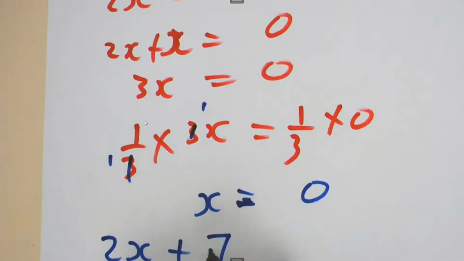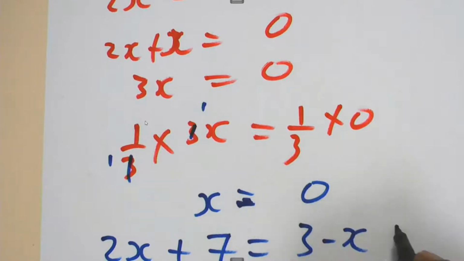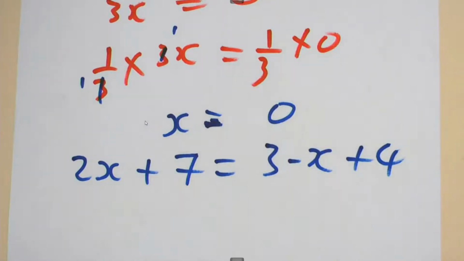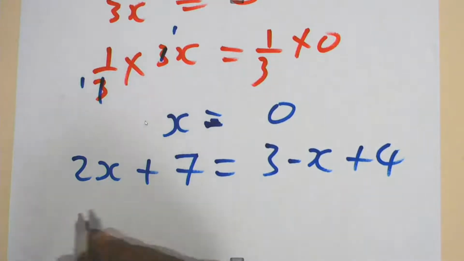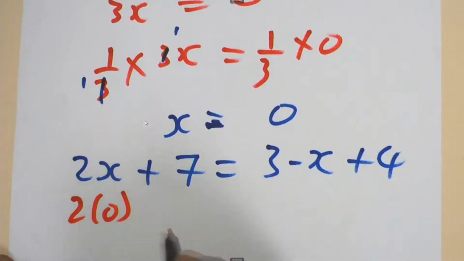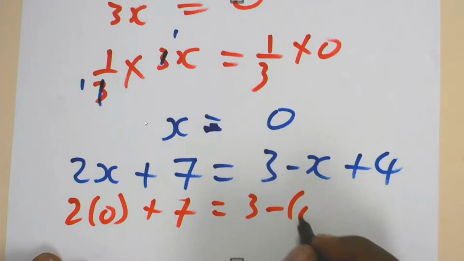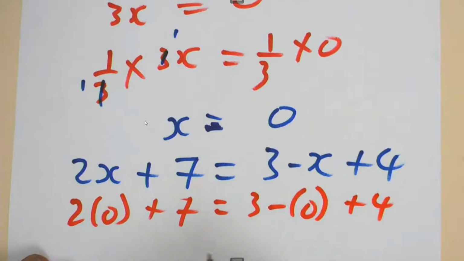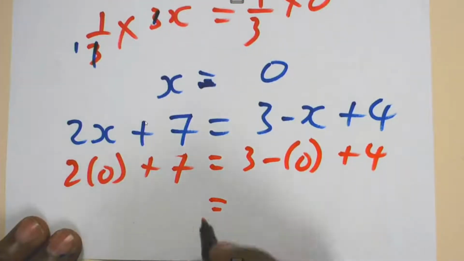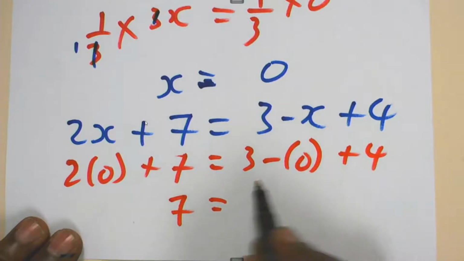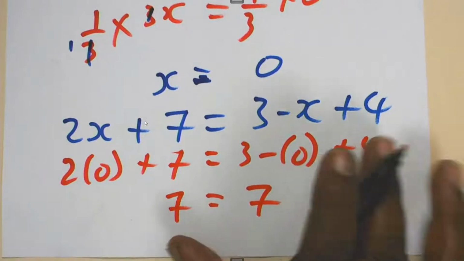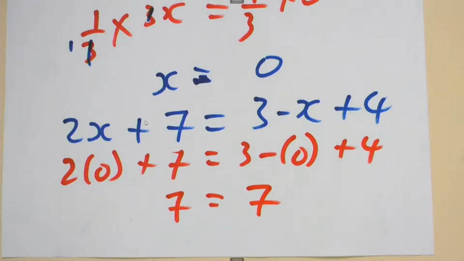Let's see how true this is. It's important to always prove yourself. If you say the value of x is 0, where there is x, I put 0. 2 by 0 is 0, plus 7 is 7. 3 by 0 is 0, minus 4. That is how we solve for x. Also prove it. But it's important to look at the equation generally.